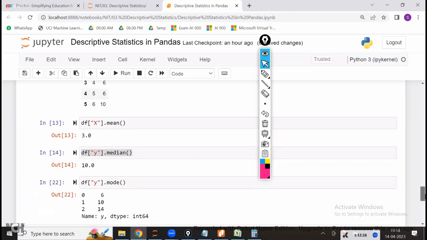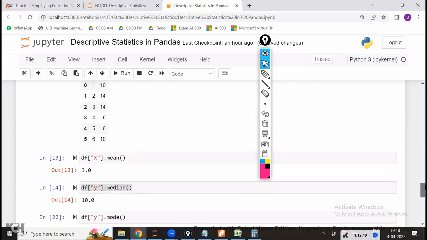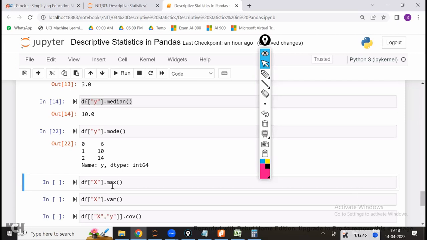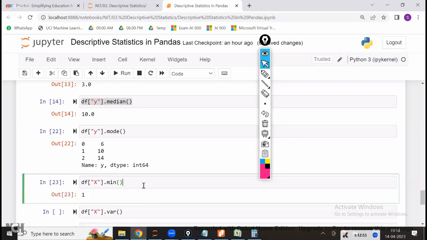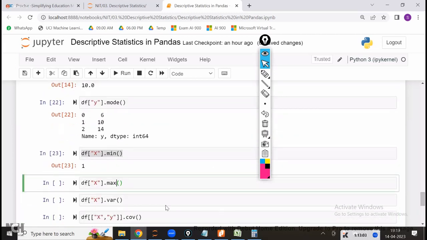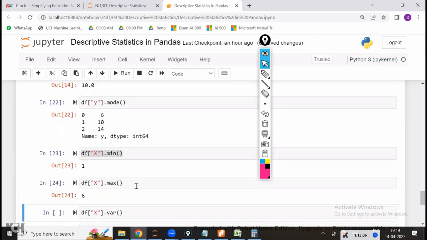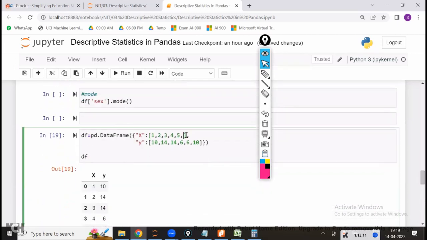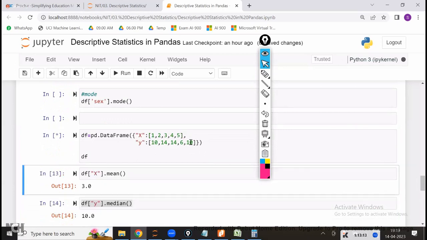Now next, coming to the minimum value. What is the minimum value of x? In the x, what is the minimum value? 1. So df of x dot min. I'm asking dot min. Now what is the minimum value? 1. Similarly, df of x dot max. What is the maximum value in the x? 6 is the maximum value. If 6 is there then 6, if 5 is there then 5, whatever is there. Okay. For example, let us take like this, one more example.